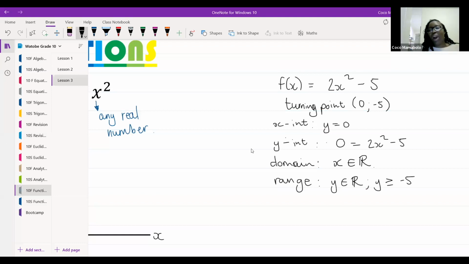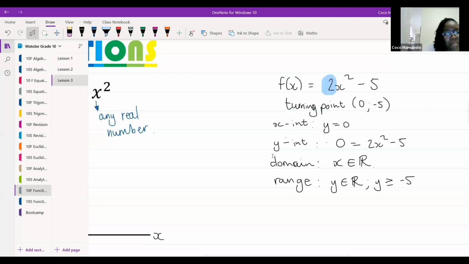Beautiful. Why is it greater than or equal to? Why not less than? Because the parabola doesn't go down. It goes up. Up, yes. Excellent. Beautiful stuff.